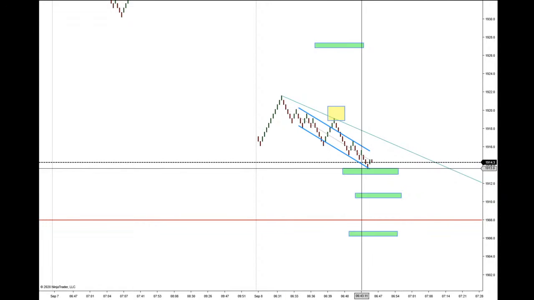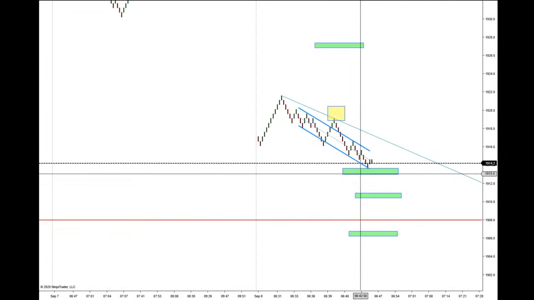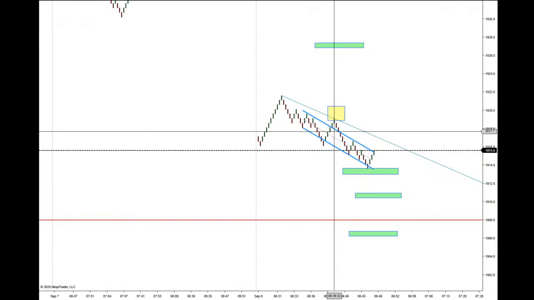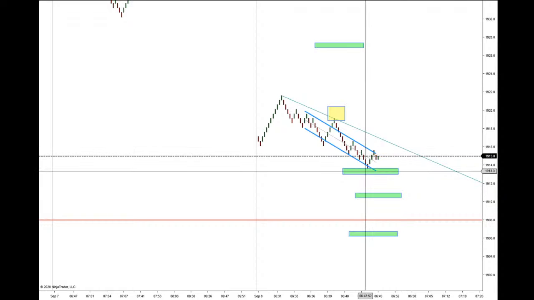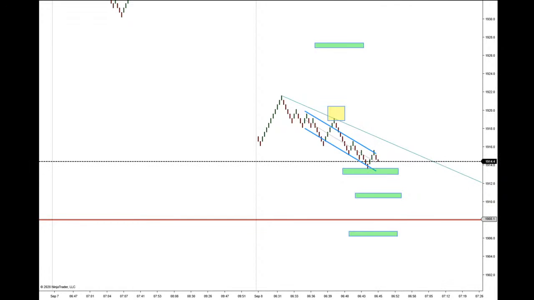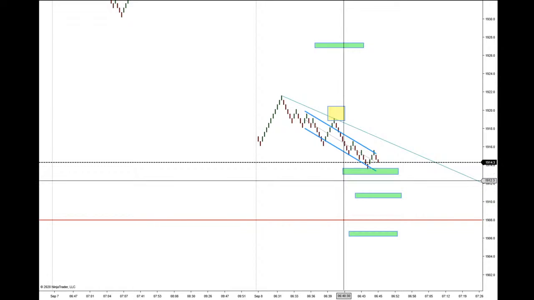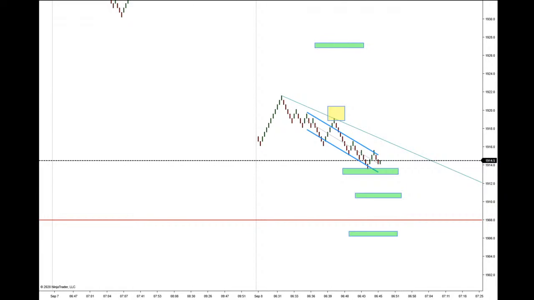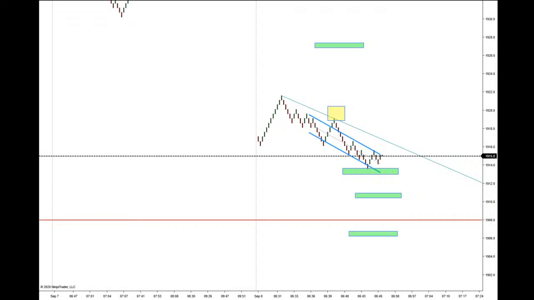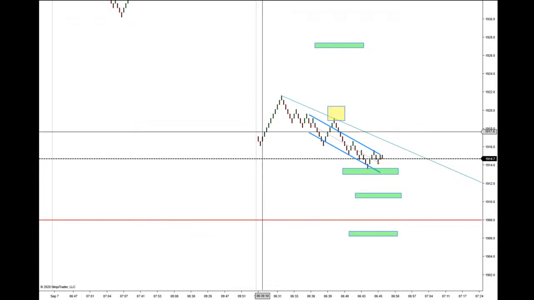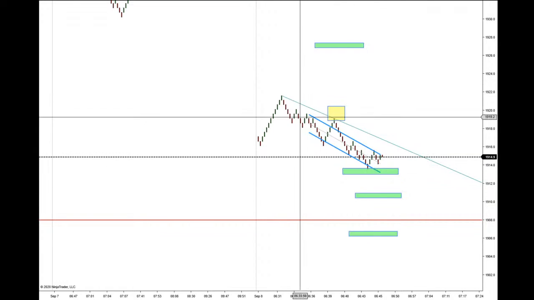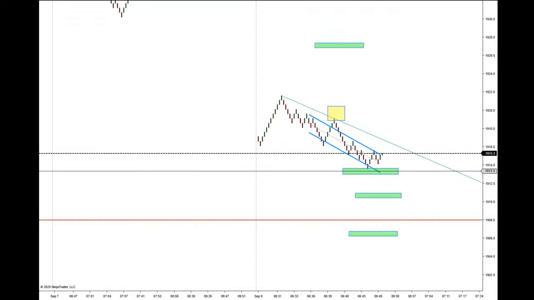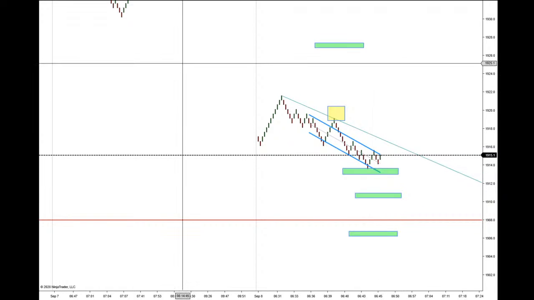So A, B, C, we could be doing, no. We could be doing a double zigzag also. Or we could be doing, there's many things we could be doing here. A triple zigzag, but right now all I see is a double zigzag, or we are on wave 3.